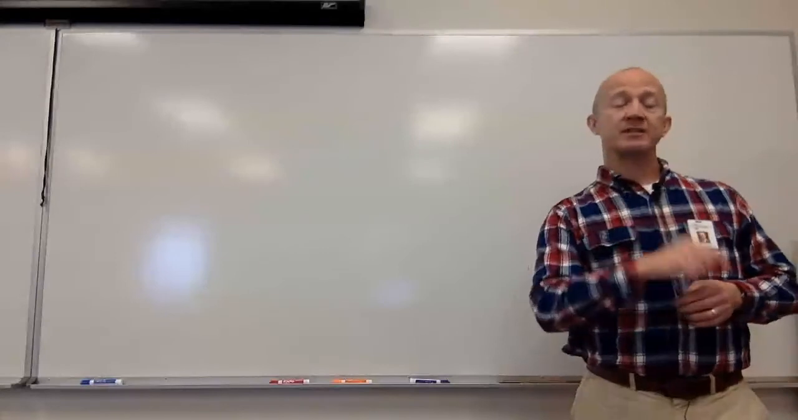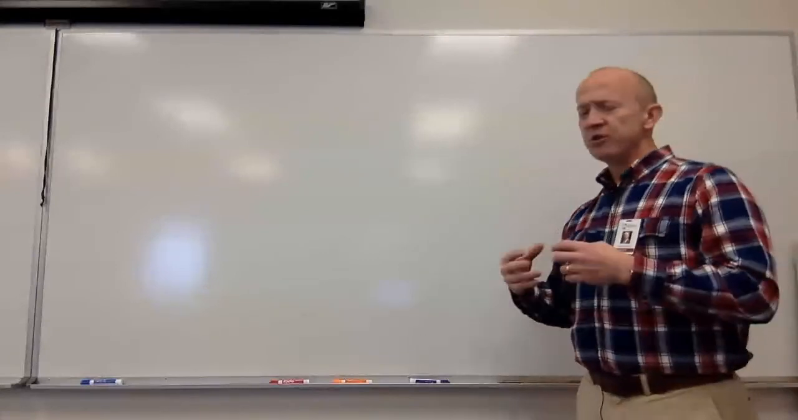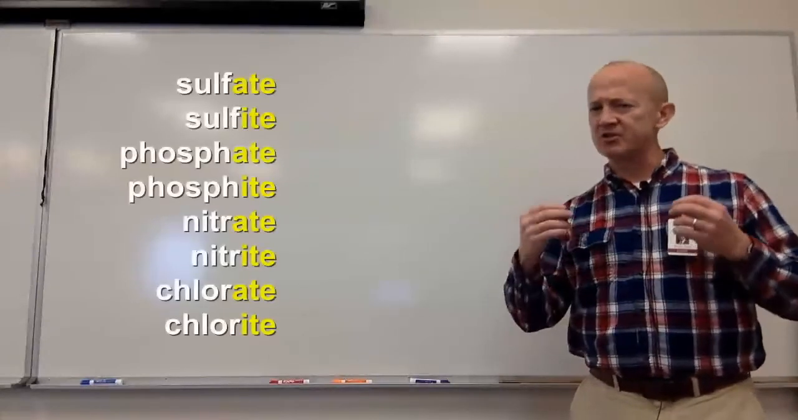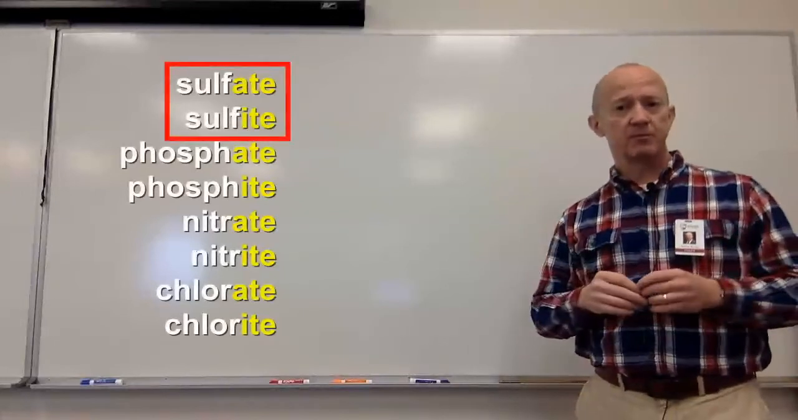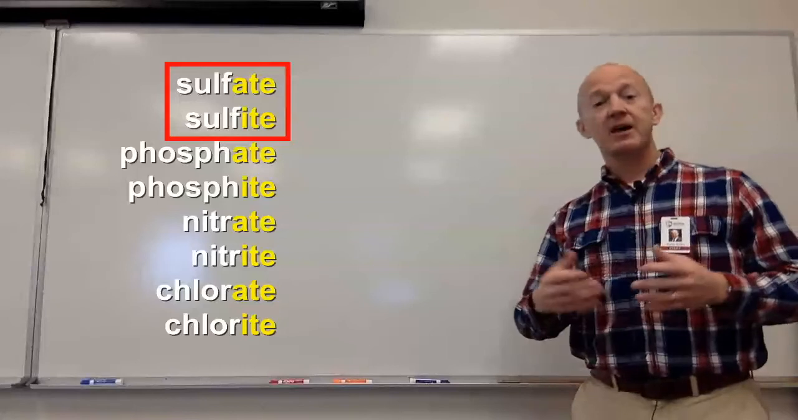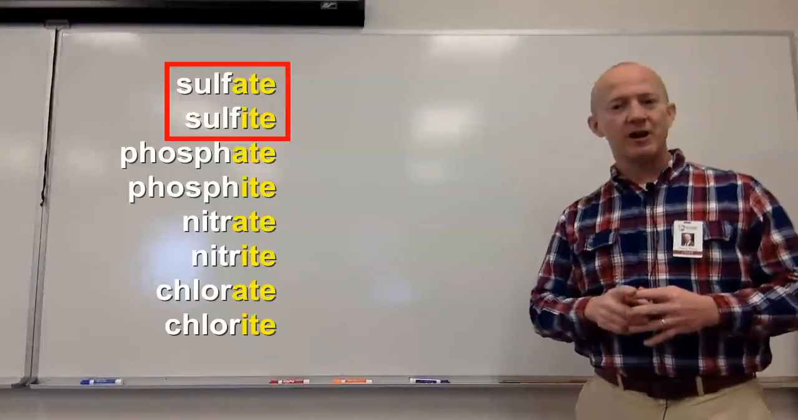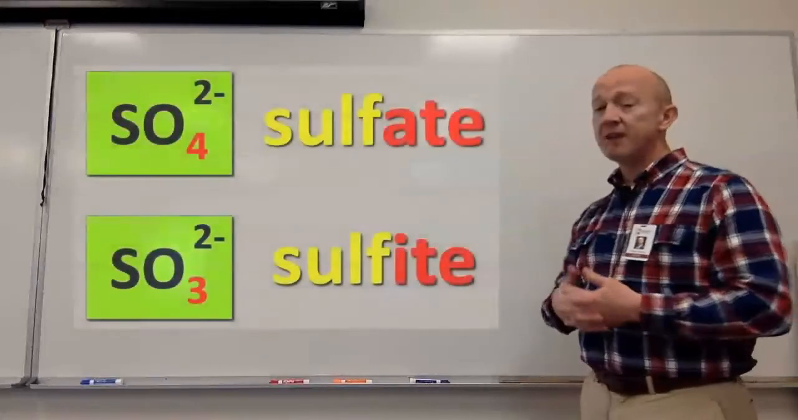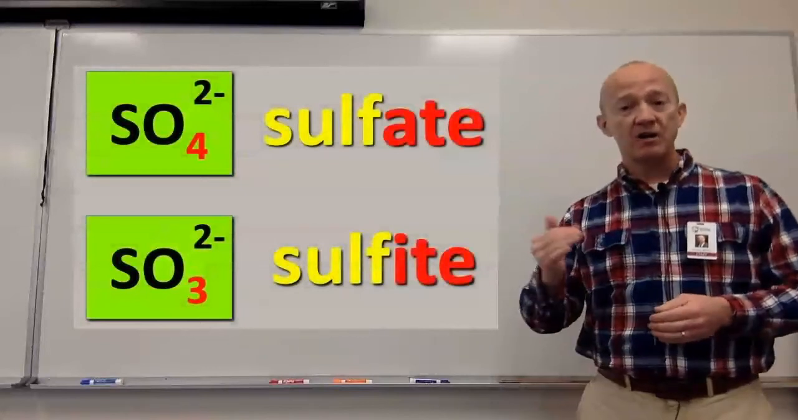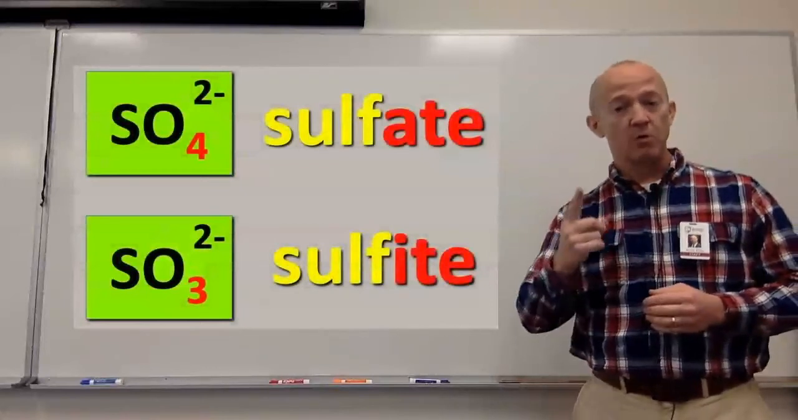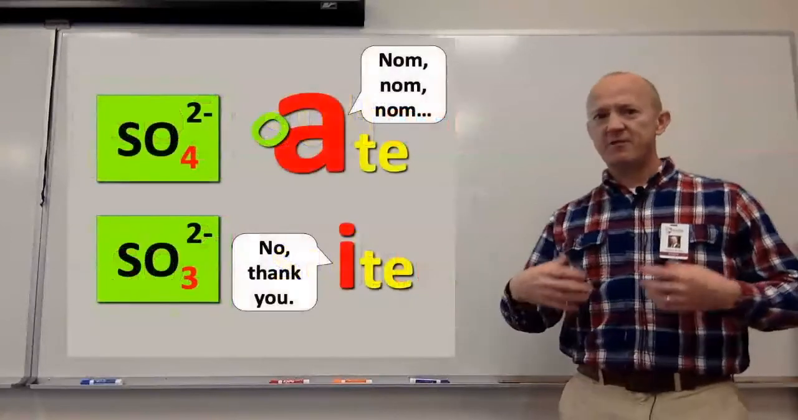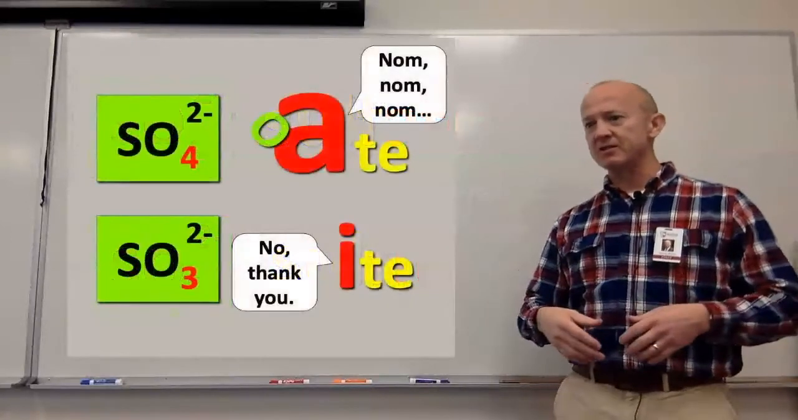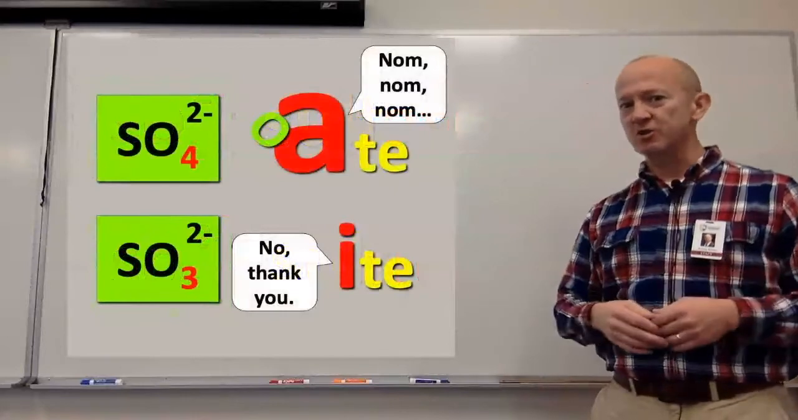Now, if you look at that table I discussed earlier, you'll notice that some of these names look extremely similar. Sulfate, sulfite, for example. What's the difference? As it turns out, 1 oxygen difference. The sulfate ion has more oxygens than sulfite. 1 more oxygen. I always like to think of it this way. The A is fatter than the I, which means more oxygen has been consumed.